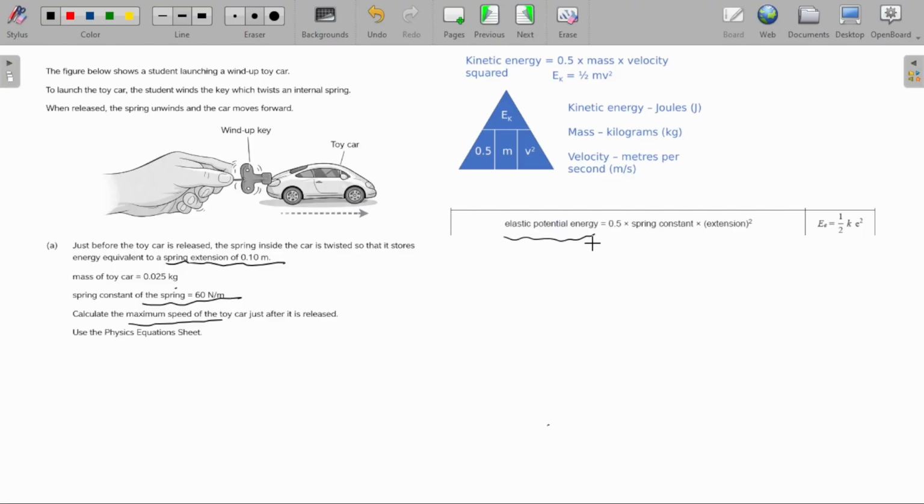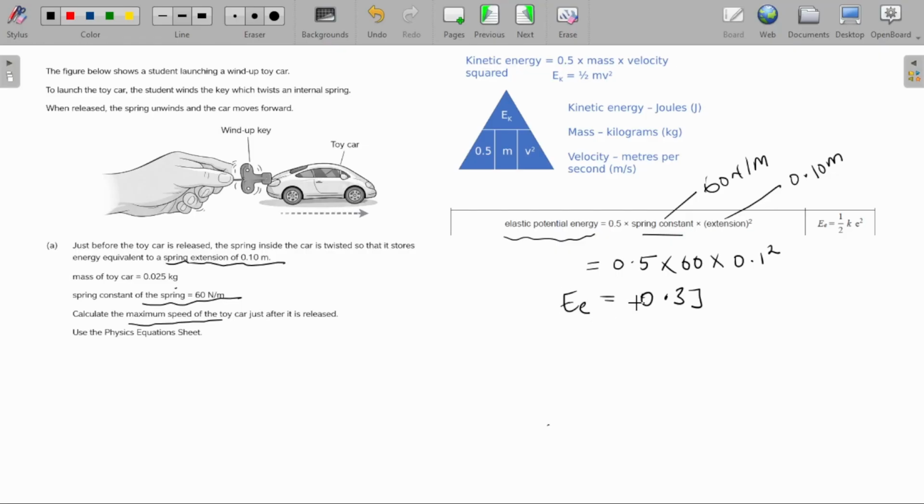Using this equation to solve for the elastic potential energy, our spring constant from the question is 60 Newton per meter. The extension from the question is 0.10 meter. So we can plug that into this equation and solve for the elastic potential energy. So this will be equal to 0.5 multiplied by 60 multiplied by 0.1 squared. Now this will give us 0.3 joules.